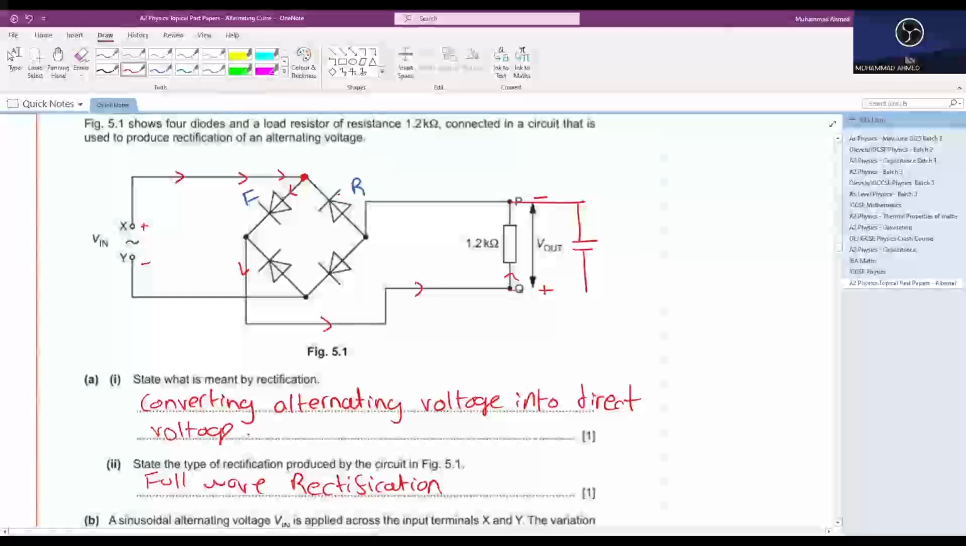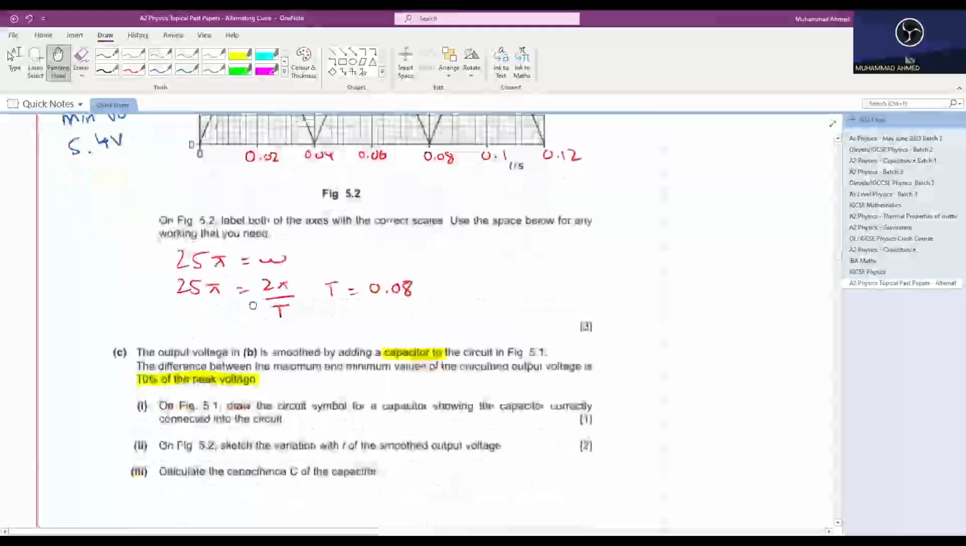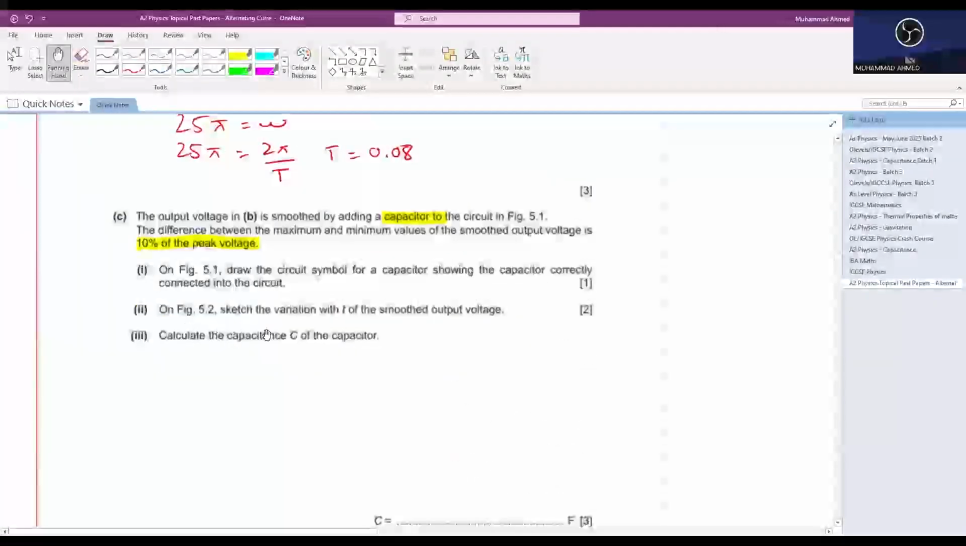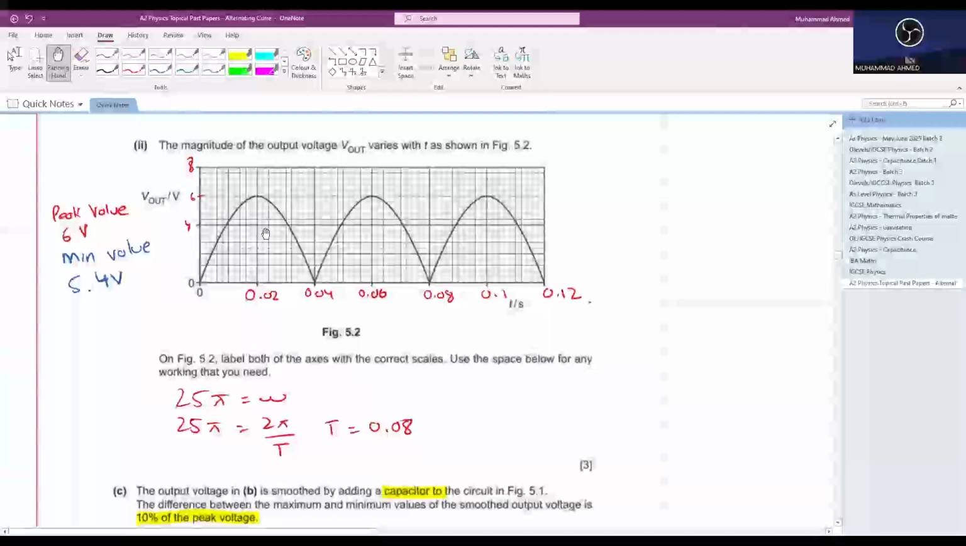Something like this. This will be your capacitor. Okay, let's further move ahead. And on figure 5.2, sketch the variation. Oh, this is a very good question. You have to sketch the variation of the smoothened graph. Now, how will you do that?